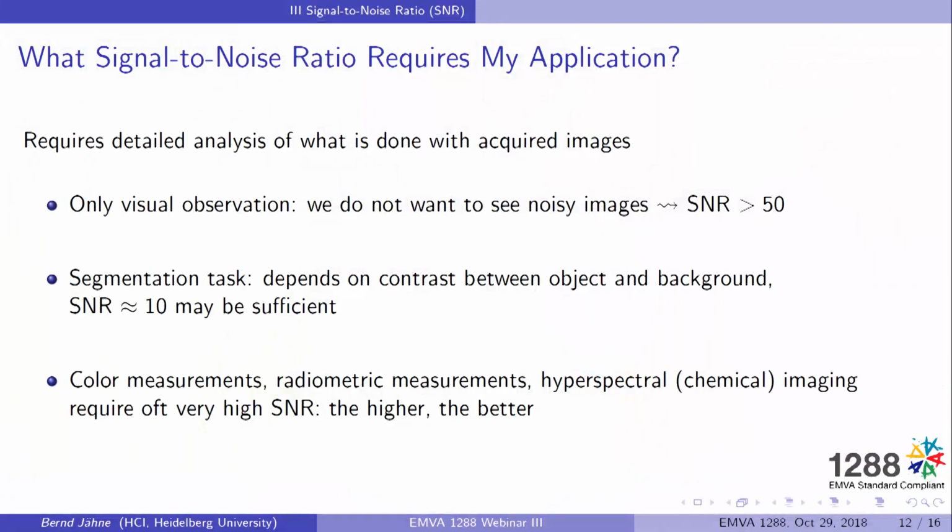Then if you want to do anything like, for instance, you want to measure color or color differences, or you want to do radiometric measurements, or you want to distinguish material where their spectra changes a little bit, that is hyperspectral or chemical imaging. Under all these circumstances, you typically require very high signal to noise ratios. And actually, then it's often the case, the higher the SNR it is, the better you can do the measurement. So you see, that might be quite different.